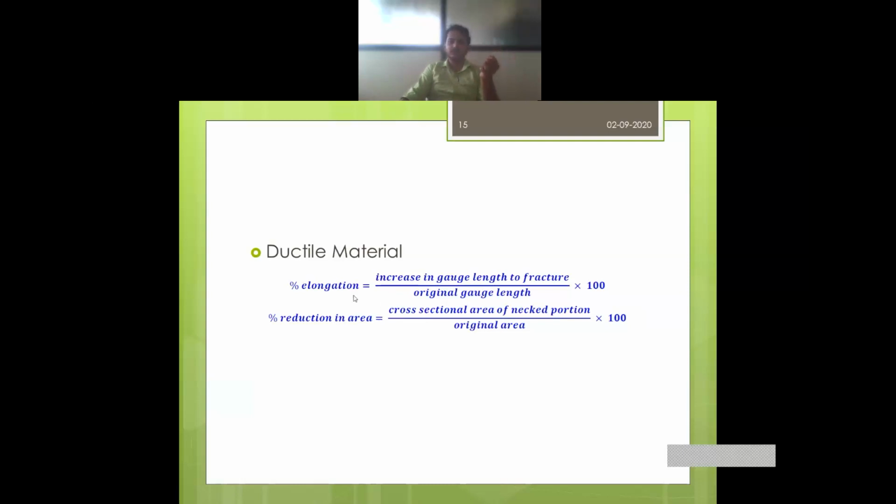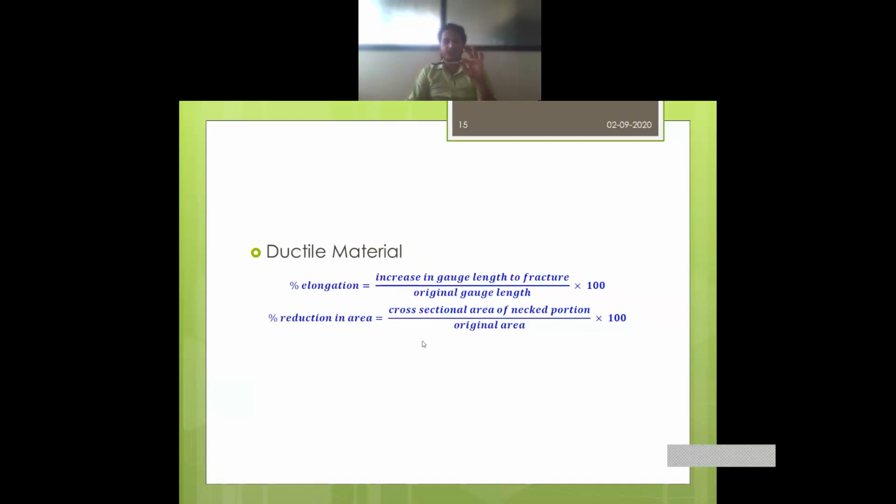So percentage elongation is the increase in gauge length, that means length to fracture divided by original gauge length. So 35 divided by 30 into 100 will give you the percentage elongation. That's it. Then percentage reduction in area is equal to the cross sectional area of the neck portion and the original portion.